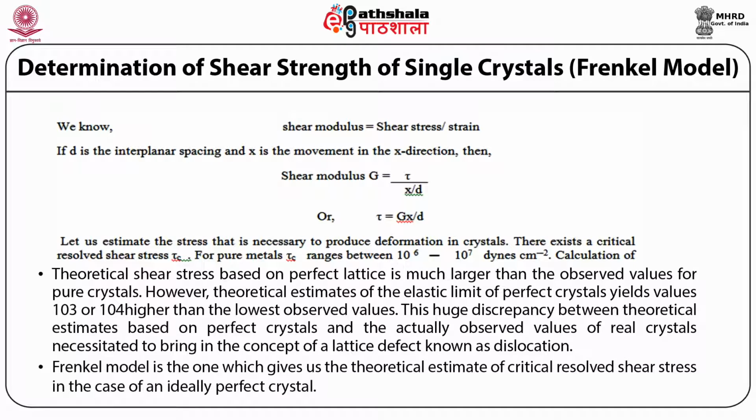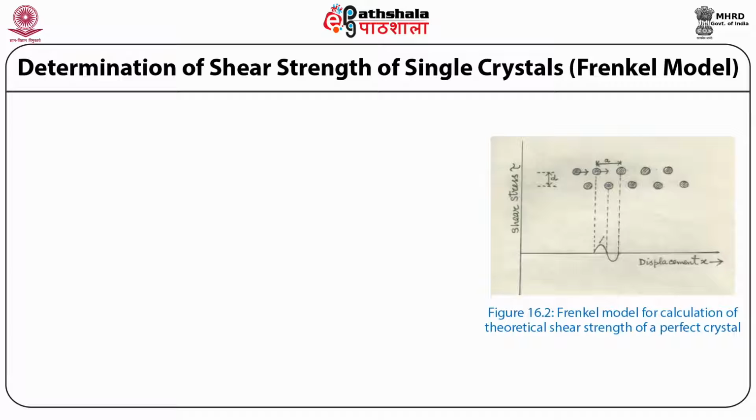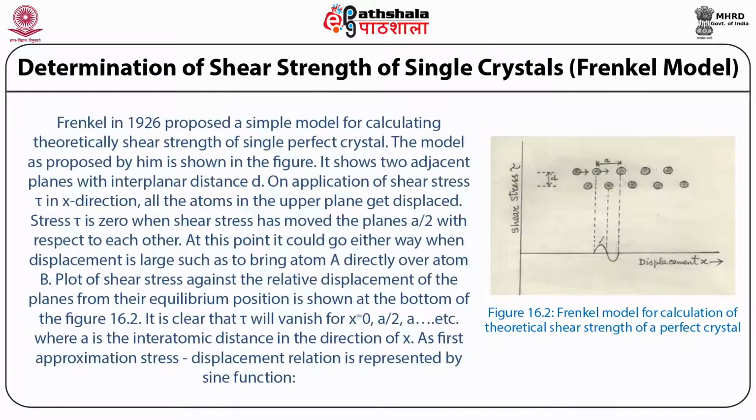Frankel model is the one which gives the theoretical estimate of critical resolved shear stress in the case of an ideally perfect crystal. Figure 16.2 shows Frankel model for calculation of theoretical shear strength of a perfect crystal. Frankel in 1926 proposed a simple model for calculating the theoretical shear strength of a single perfect crystal. The model as proposed by him is shown in the figure.